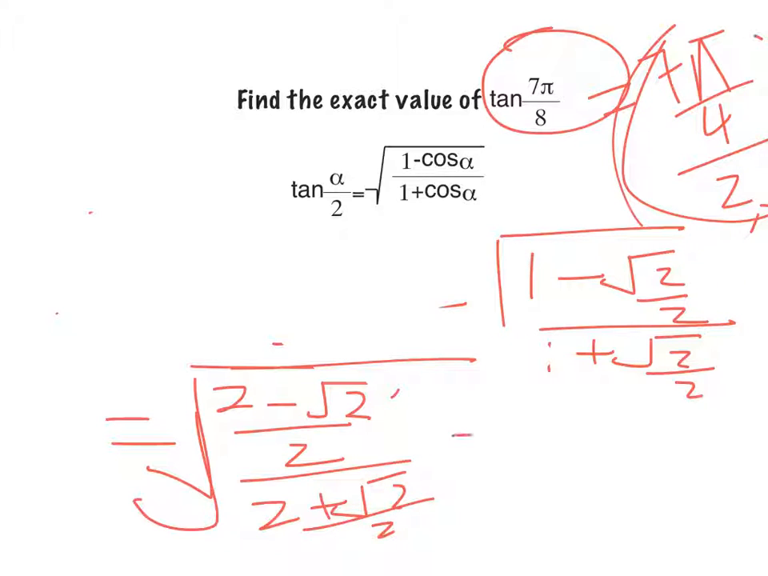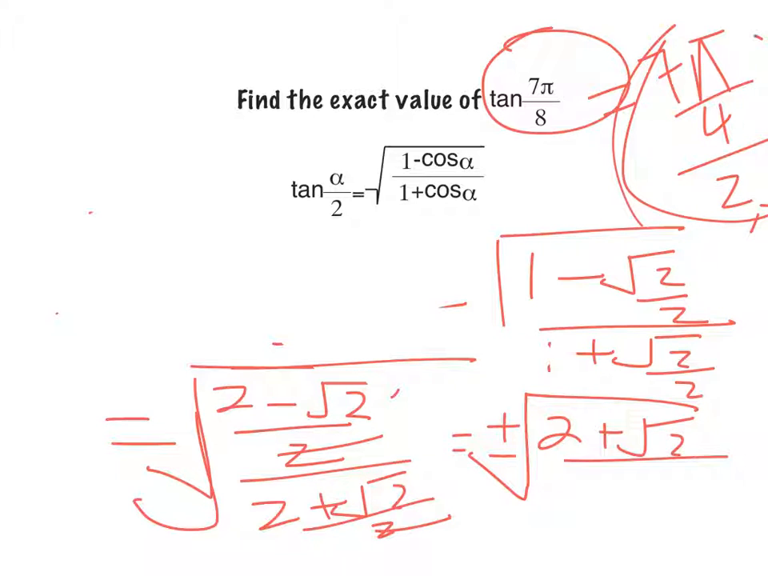Simplifying this, you can cancel out this 2, right? And the reciprocal of this would be plus or minus the square root of 2 plus square root of 2 divided by 2 minus the square root of 2. And this is our final answer.